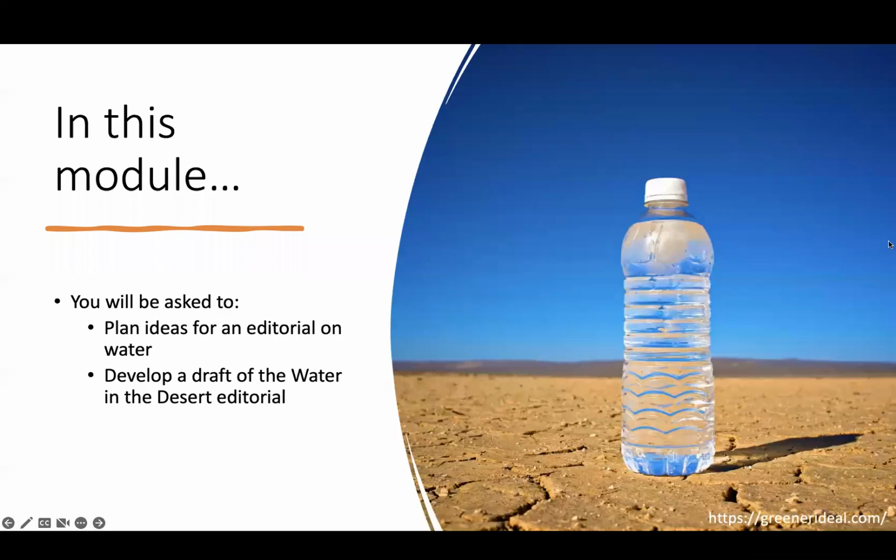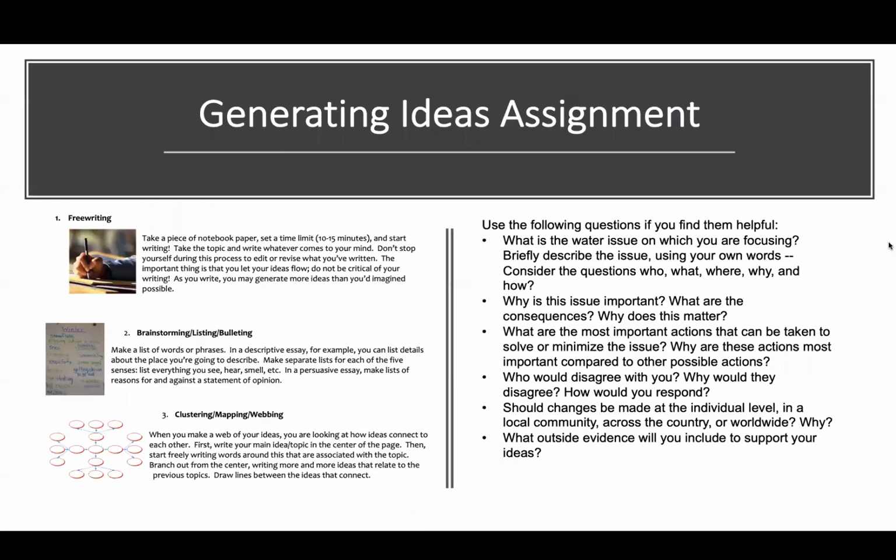This week, you'll be asked to plan ideas for an editorial on water. You'll also be asked to develop a draft of your water in the desert editorial. So you'll see that there's a generating ideas assignment.